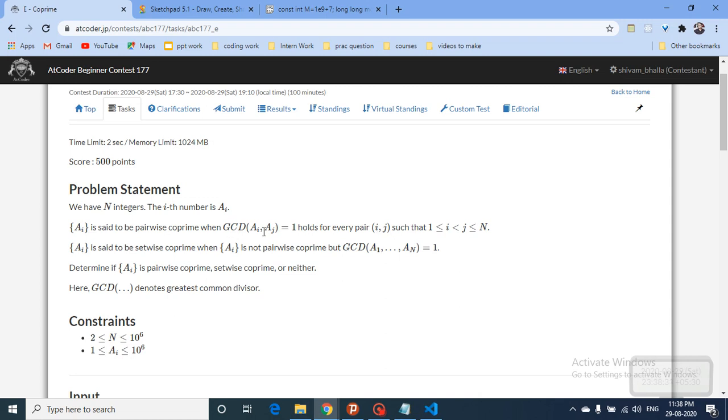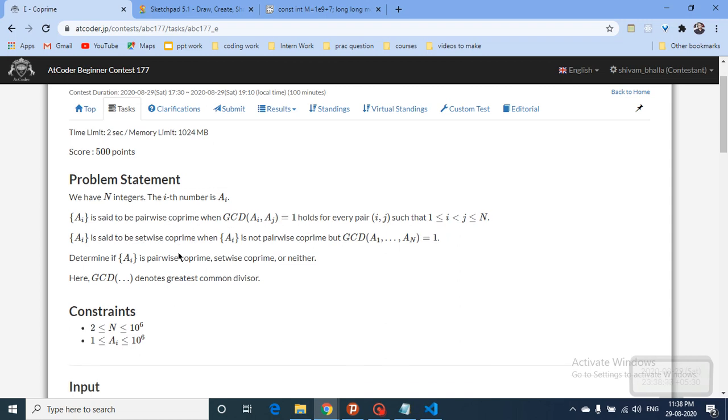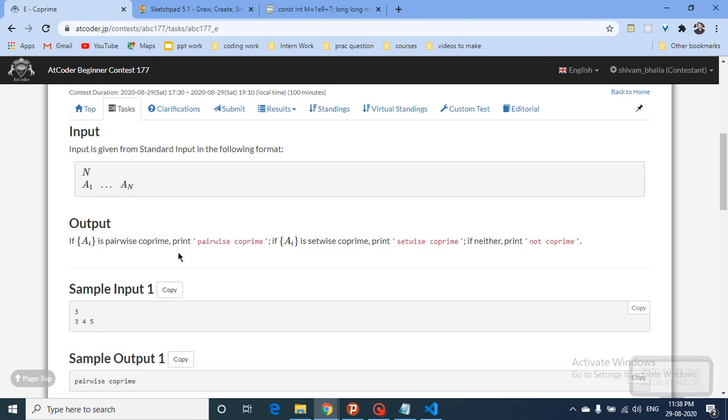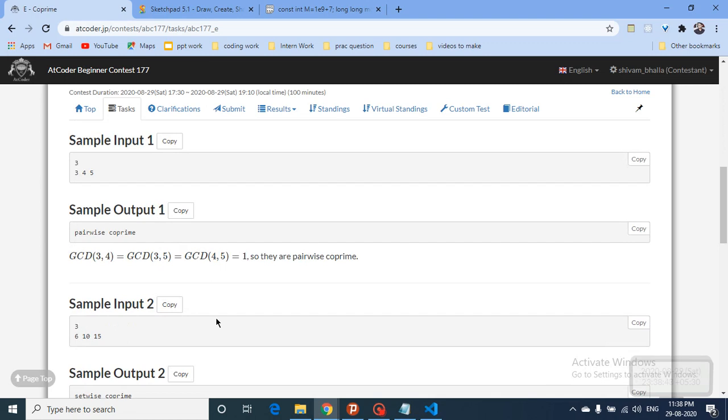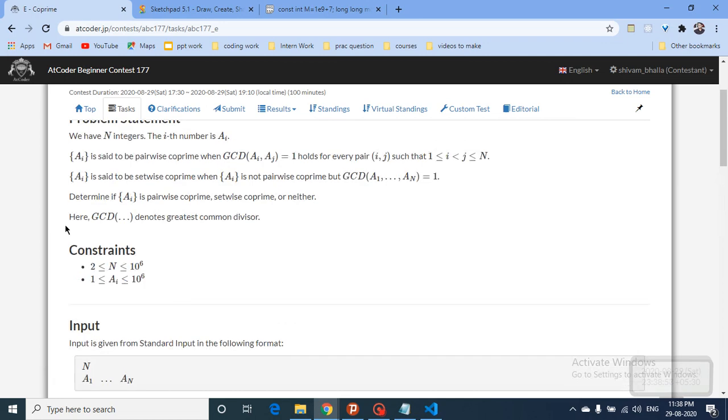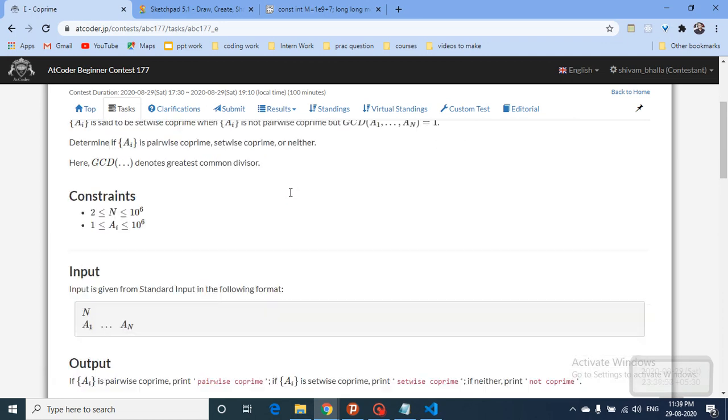Now the thing is how you can check whether it is pairwise coprime or not. To check that, you have to make sure that for every two numbers there is no common factor among them. If any two numbers have a common factor, then their GCD is not equal to 1 and they are not pairwise coprime. So for setwise coprime, you just iterate over the whole set in O(n), find the GCD, and then it is fine.